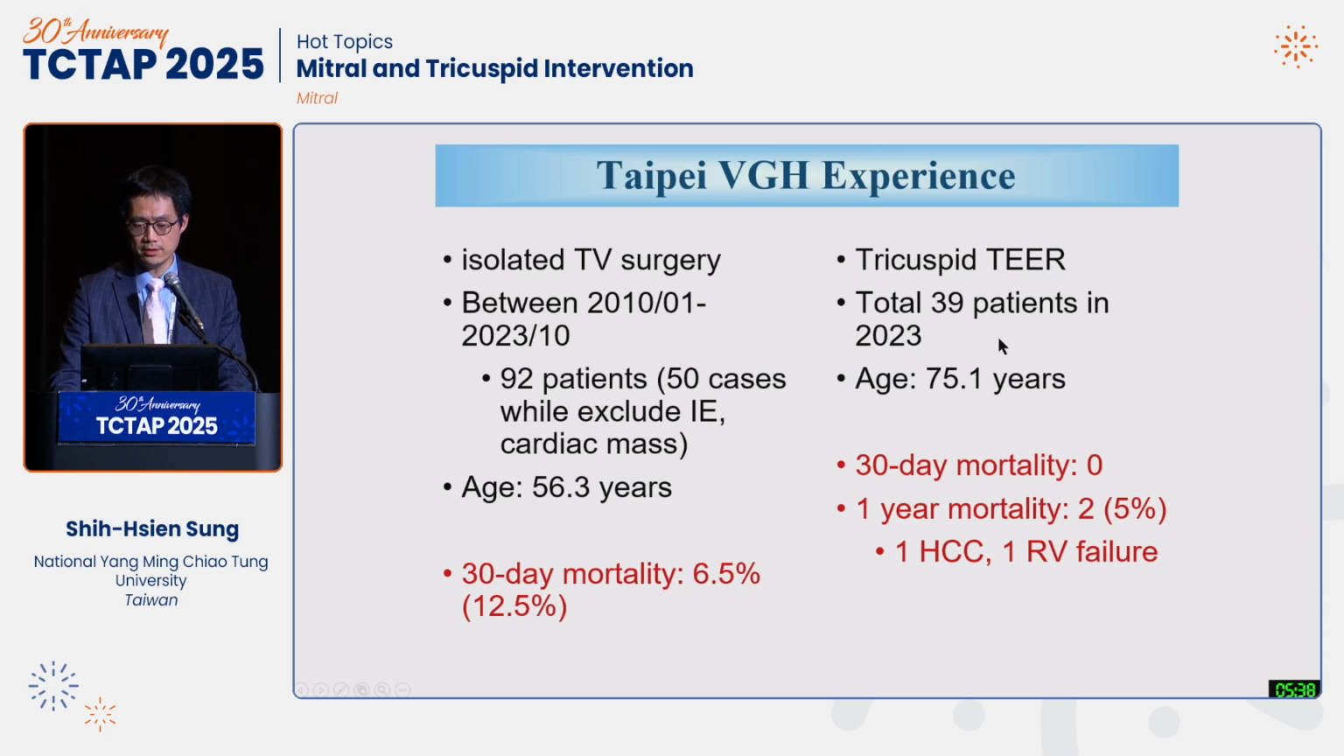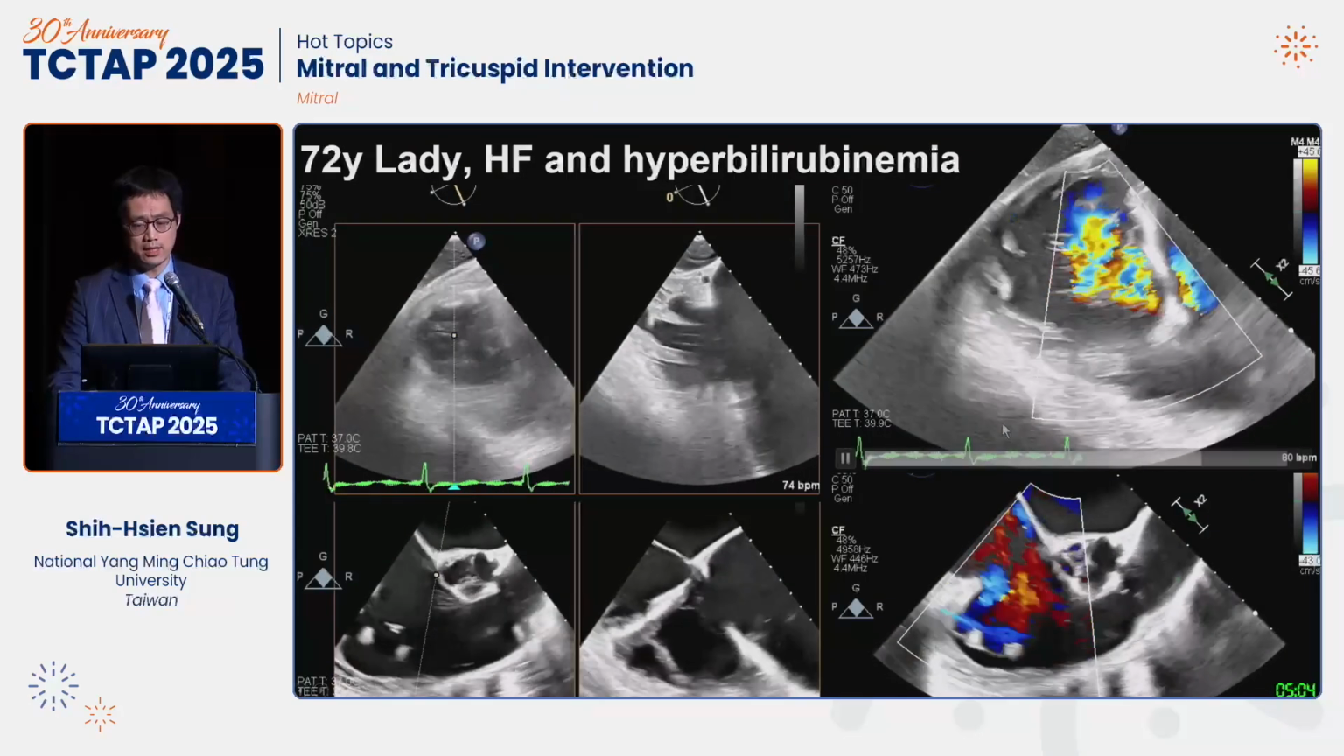This is the data from my institution. The TriClip was approved in 2023, and that year we treated almost 40 patients, mean age 75. Compared to that, surgeons in Taiwan are really reluctant to do isolated tricuspid surgery, because at the beginning patients have limited symptoms with diuretics, but when they go beyond the threshold, a point of no return, they are not able to undergo surgery. Comparing to that, the surgical patients, mean age 56, had a 30-day mortality of 6.5%, compared to TEER, which is 0. We know that TEER is really a safe procedure.